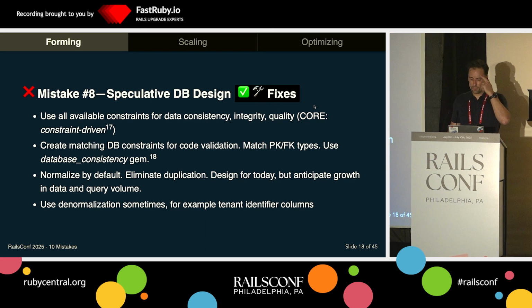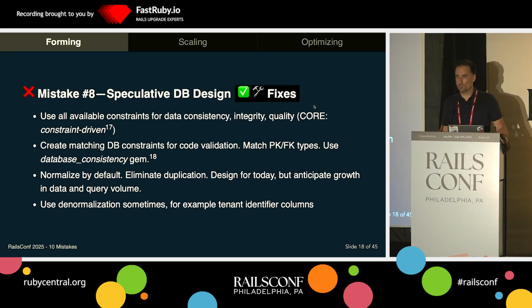So to fix that, I recommend trying to use all available constraints that are available in your database for improved consistency, referential integrity, and data quality. I created this CORE acronym to represent a few different design principles for schema design, where the C is constraint driven, and I've got a blog post on that if you're curious. I recommend trying to create matching database constraints for your Active Record validations, doing things like matching your primary key and foreign key types. There's a tool called database consistency, a Ruby gem, which I'll show, that helps you achieve some of that.